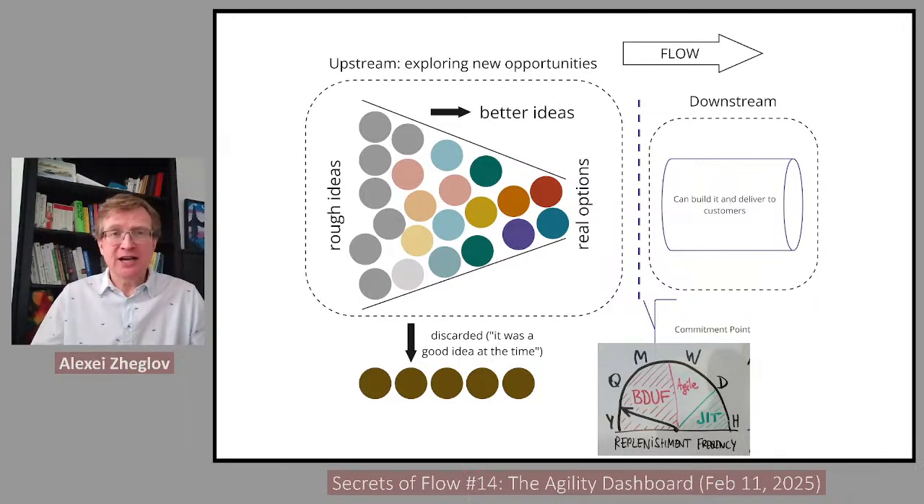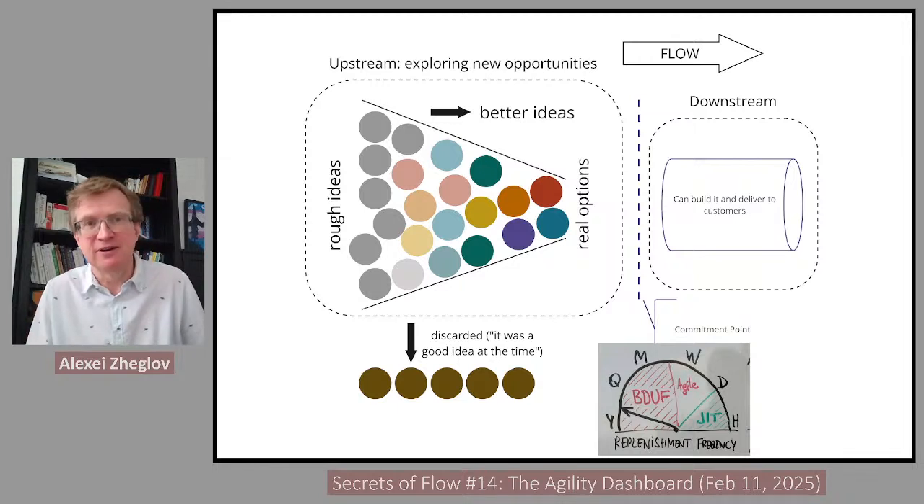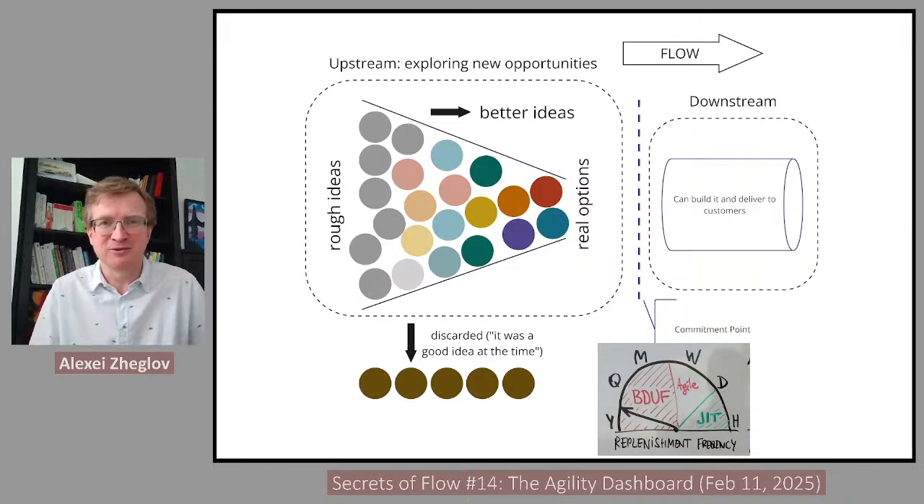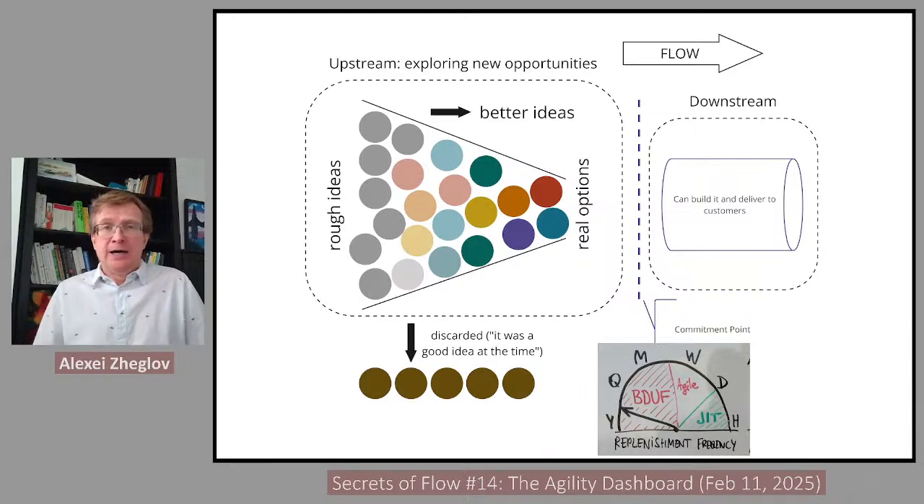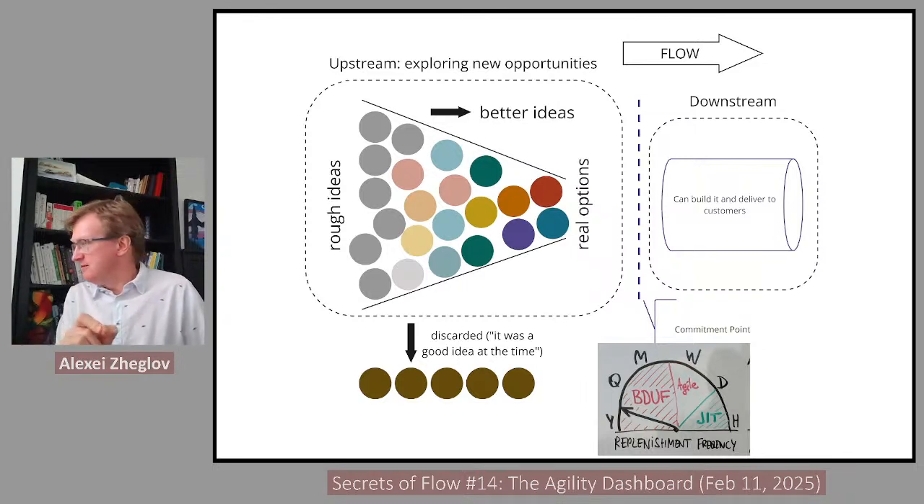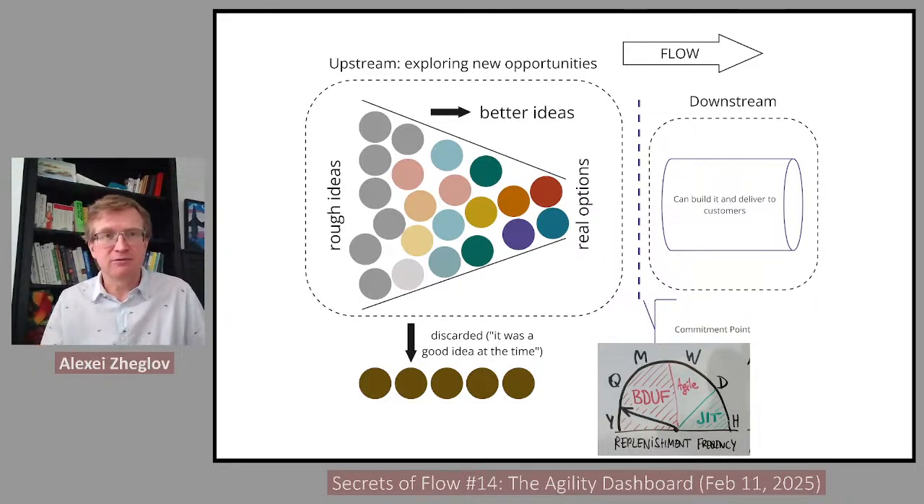So we gradually filter ideas. There's now a smaller set of better ideas, and of course some ideas would have to be discarded. So the saying "it was a good idea at the time" exists for a reason. And in this process, what do you do to advance some of your ideas left to right to choose the better ideas? How do you make those choices?